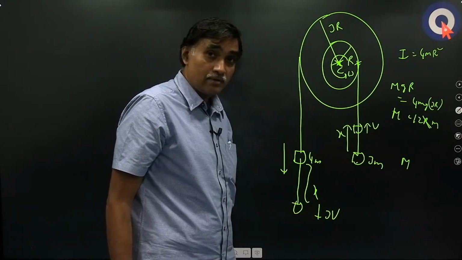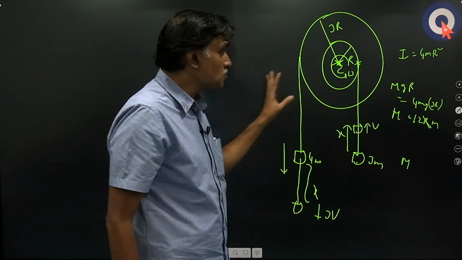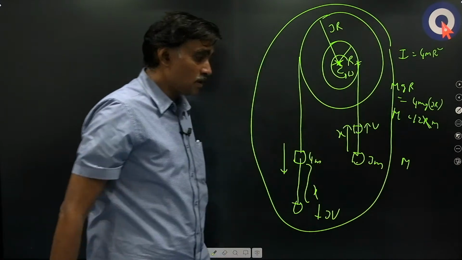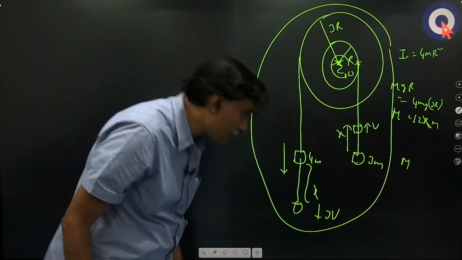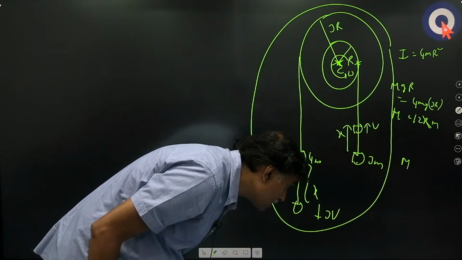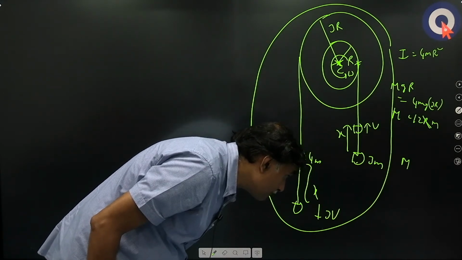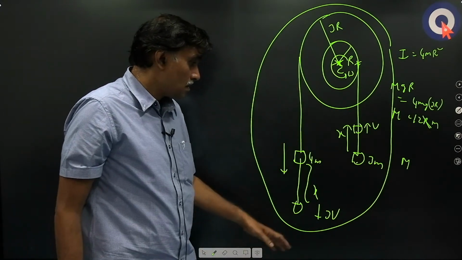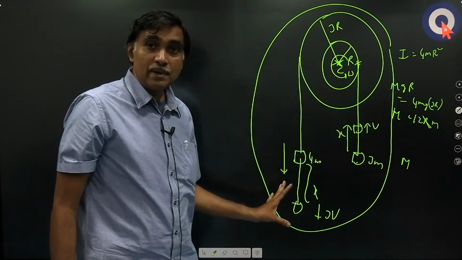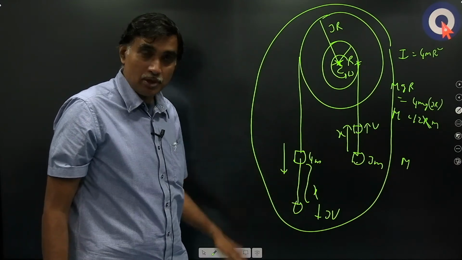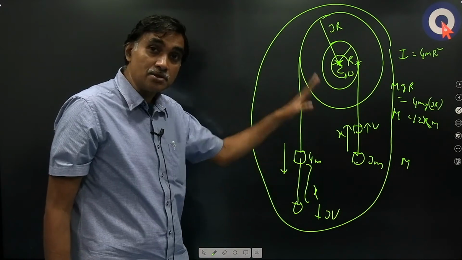Now write energy conservation. The only force doing work on the system is gravitational force on the two blocks. So what is work done by gravitational potential energy? Now work done by gravity you should do. What is work done by gravity or loss in gravitational potential energy of the system?